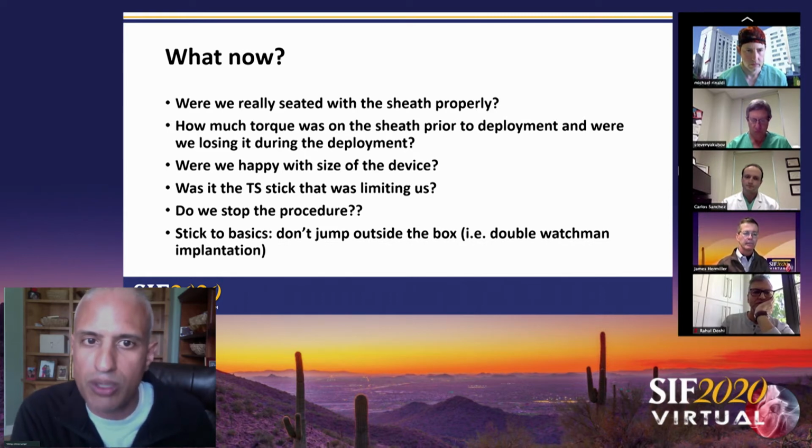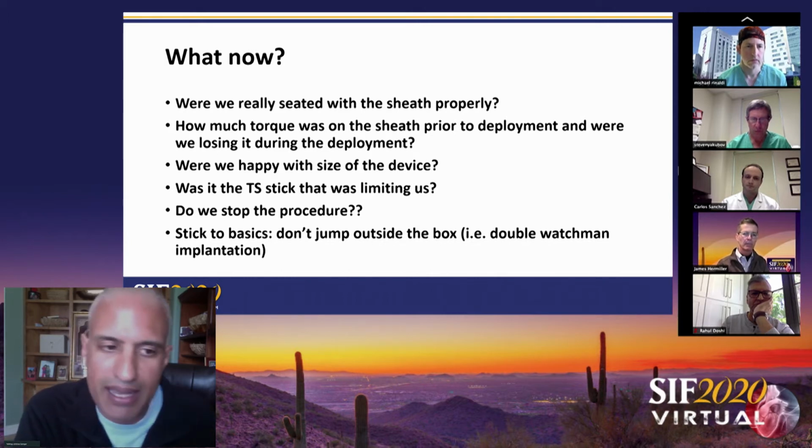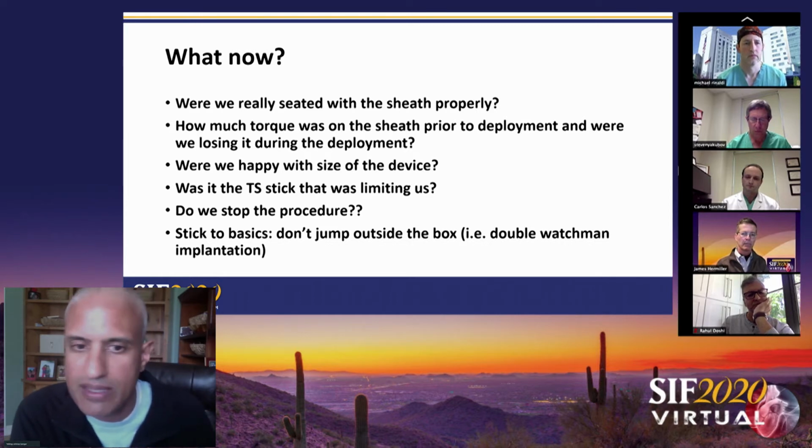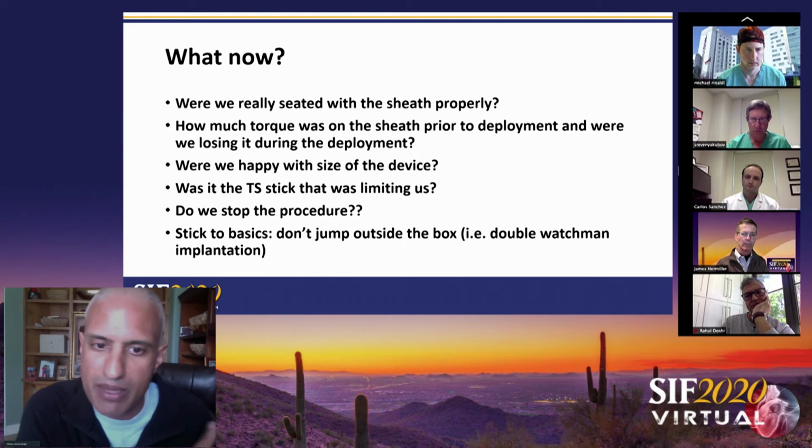How much torque was on the sheath prior to deployment, and were we losing it during the deployment? Were we happy with the size of the device? Was it the transseptal stick that was limiting us? Do we stop the procedure and stick to basics? We didn't want to jump outside the box to do a double Watchman implant, as we've seen reported in these ultra large appendages, where someone puts one in the bottom and the top.